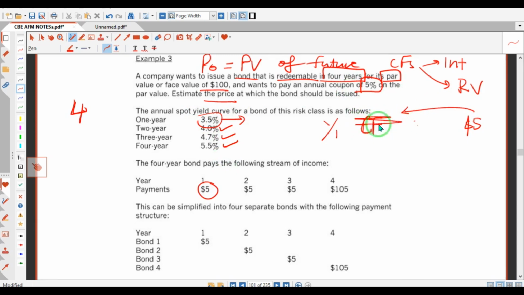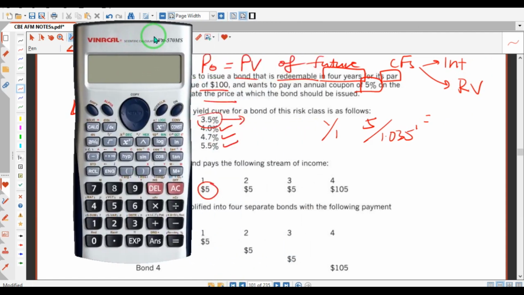So I'm going to discount the $5, discounting for 1.035 to the power of 1. I'm going to get a value over here. This is where discounting takes place. So this is the value, just for fun, based on my calculator.